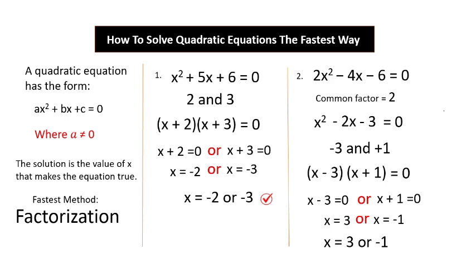So this is how to easily solve a quadratic equation the fastest way, and this is using the factorization method. I hope you understood it. Before we go, let me give you an assignment. Solve this quadratic equation: x squared plus 9x plus 20 is equal to 0. Solve it and drop the answer in the comment section.